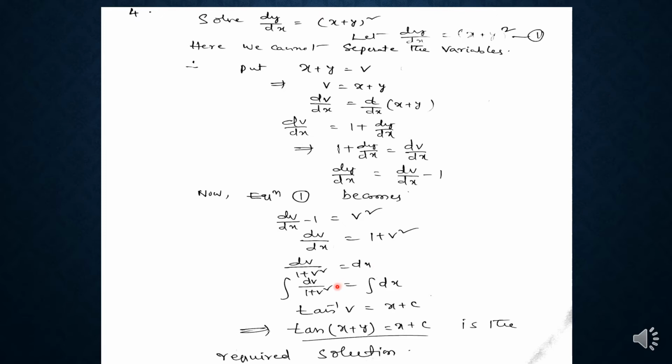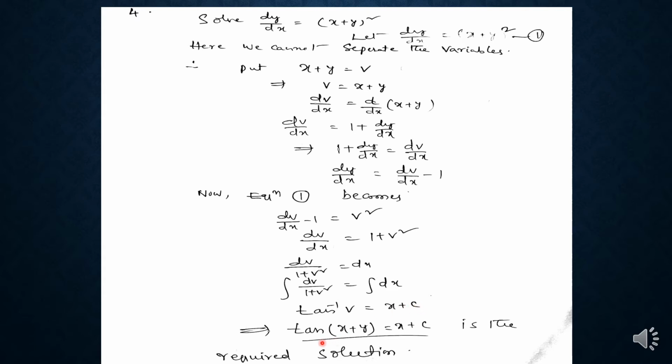Now integrating on both sides, integral dv by (1 plus v square) is equal to integral dx. We know that integral 1 by (1 plus x square) dx is equal to tan inverse x. Here, instead of x, the variable is v. So integral 1 by (1 plus v square) dv can be written as tan inverse v, and that is equal to integral dx, which is x plus c.